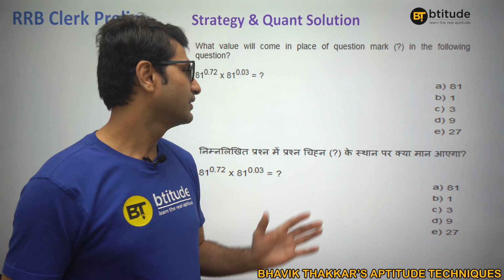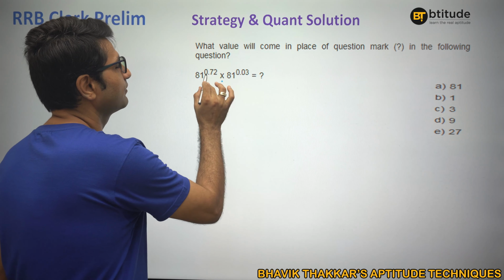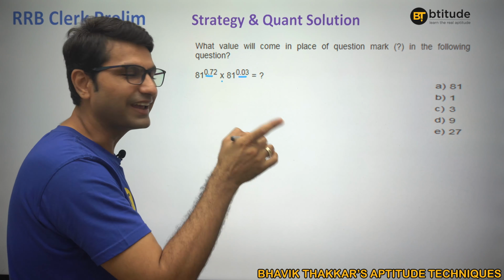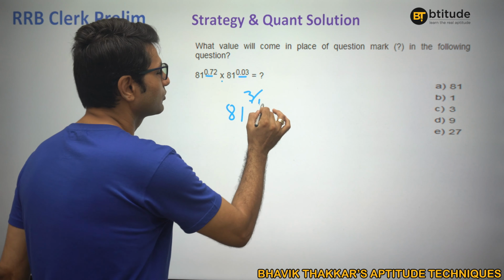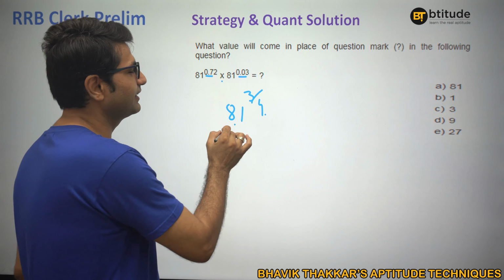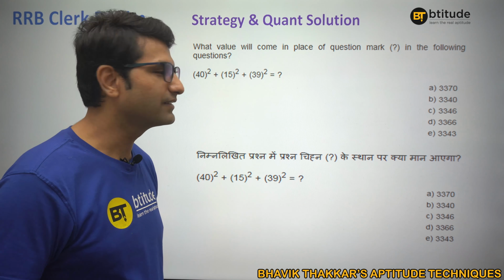Alright, what about this one? Pretty easy. Look, when it is multiplication, we know the power is added. So it's 81 raised to 0.75. This is nothing but 3 by 4. So we know the fourth root of 81 is 3. 3's cube is 27. So hardly a 10-second job, right? Hardly anything much. You students can actually answer that in 2 seconds.